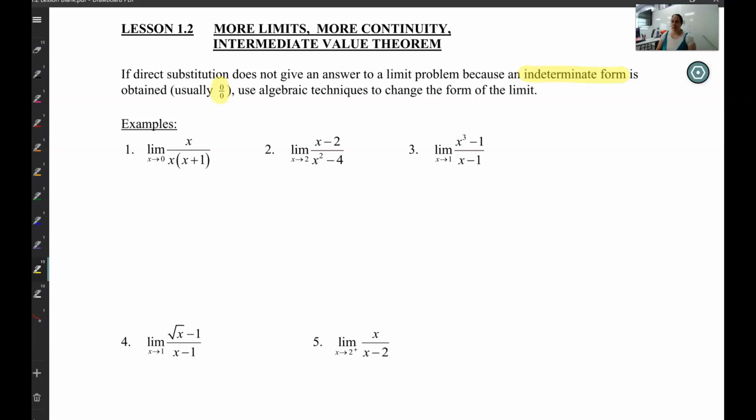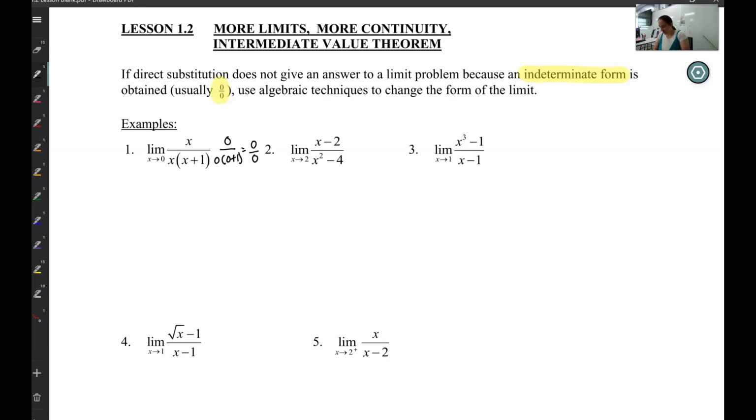There's a couple different forms we talk about. The one we're focusing on today is 0 over 0. That's our first indeterminate form. So if we look at this first example, if I were to plug 0 into this right away with my direct substitution, I would get 0 over 0 times 0 plus 1, which is my indeterminate form. If you get an indeterminate form, what that usually means is you can go back, do some algebra, simplify a little bit, and then it will work.